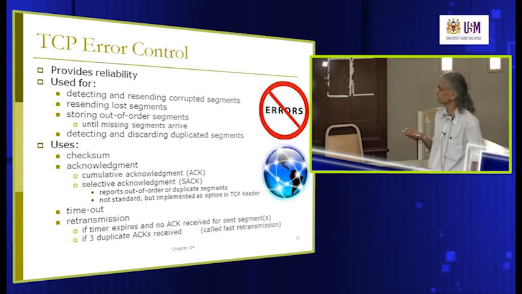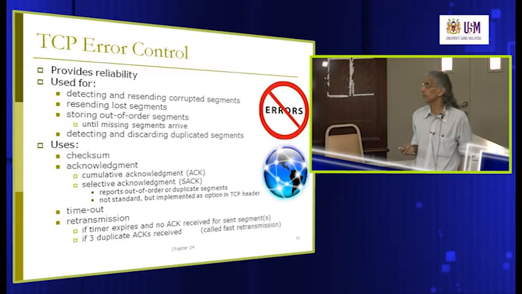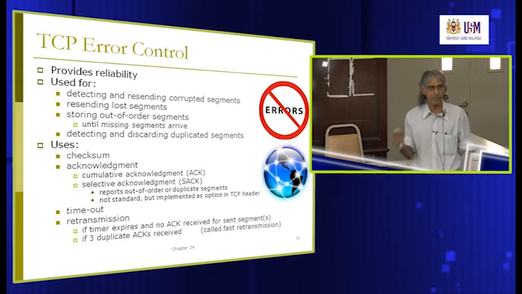So what does it use? It uses a checksum to check for corrupted segments. It uses acknowledgements. Each packet sent must be acknowledged. There are two types of acknowledgement here. One is the cumulative acknowledgement. Remember, TCP uses the Go-Back-N protocol, so that's a cumulative acknowledgement. At the same time, it also uses selective acknowledgement, the SACK, to report out of order or duplicate segments. Segments which are not received in order can still be stored in the buffer, in the window, and then the sender is informed that, okay, I received your packet, but it's not in sequence.